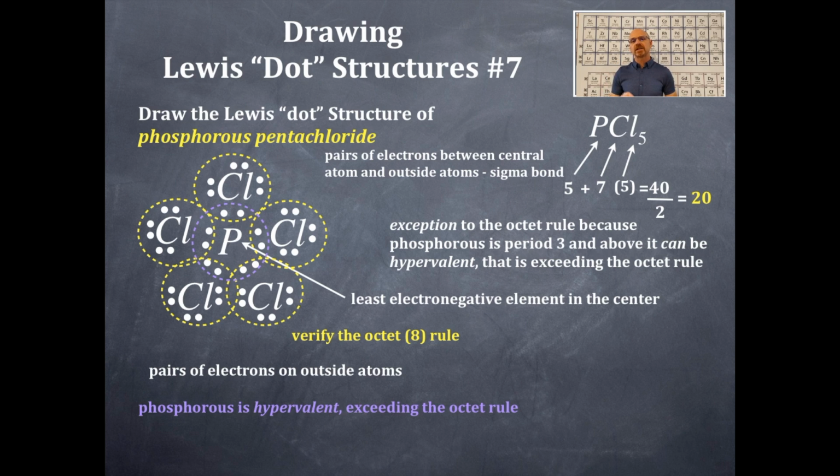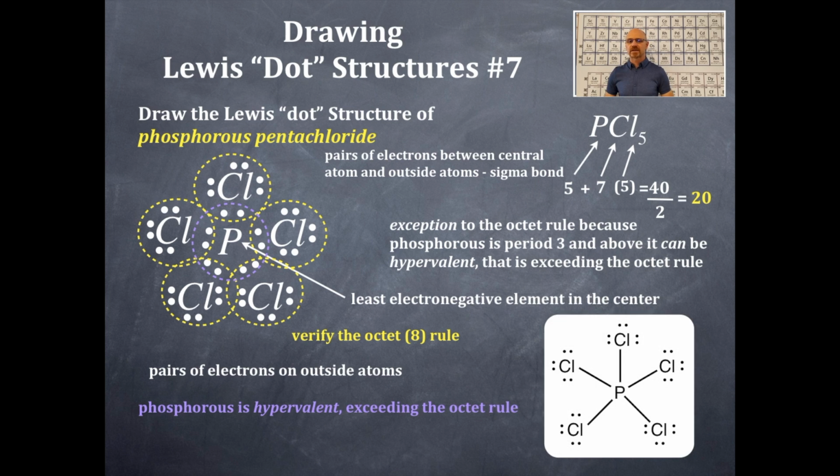Now, the next thing that we need to do to complete this Lewis dot structure is change those dots between the central element and the outside elements to lines, but yet keeping the dots as lone pairs of electrons around the central element there. And that is how I will get this structure right here. That is phosphorus pentachloride's Lewis dot structure.